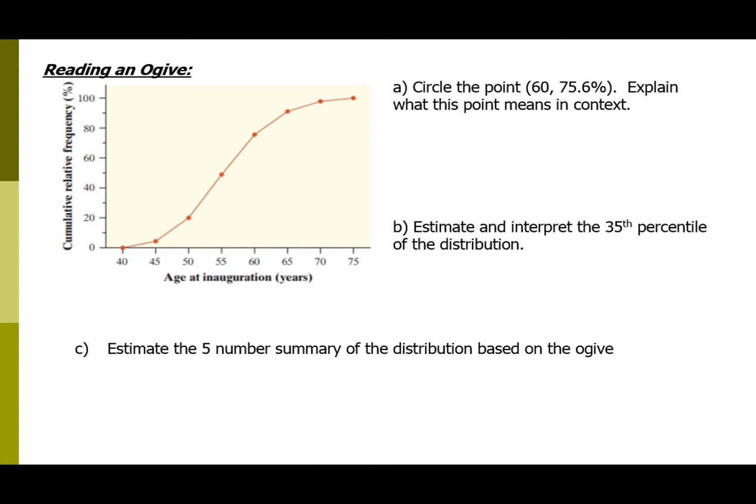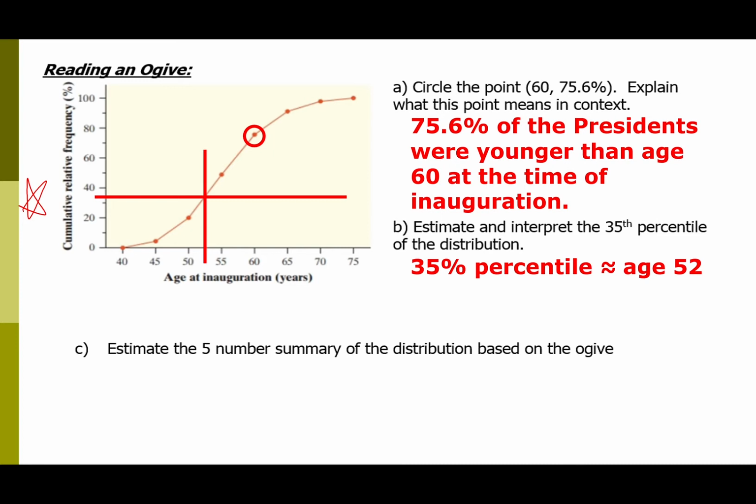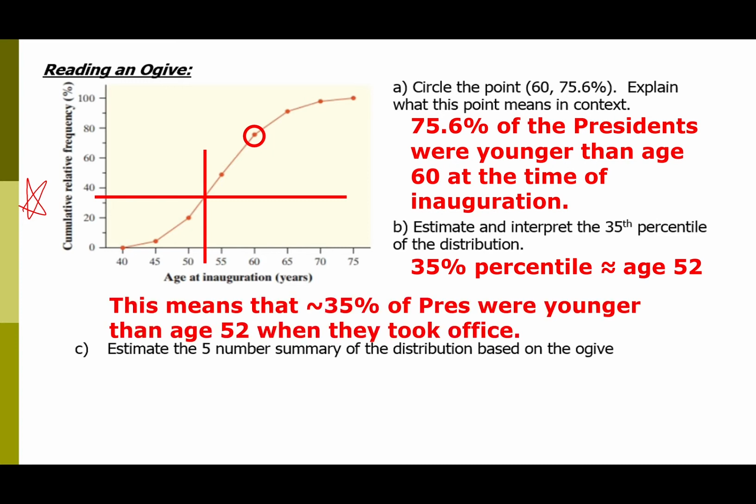So if I want to circle the point 60 and 75.6, let's explain what that means. It means that 75.6% of the presidents were younger than the age of 60 at the time of inauguration. If instead we want to estimate and interpret the 35th percentile of the distribution, we look on the left side of the graph and go to where there's approximately 35 on that y-axis and see where it's crossing my curve, which looks like roughly between 50 and 55, so we can say about 52. So the 35th percentile is about 52, and the interpretation of that would be that about 35% of presidents were younger than age 52 when they took office.